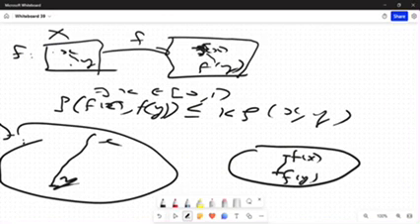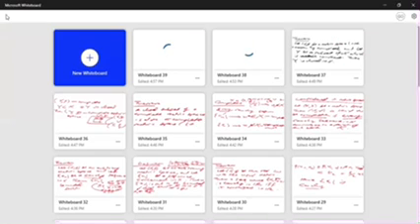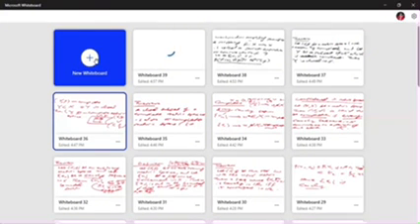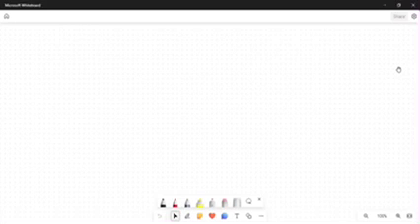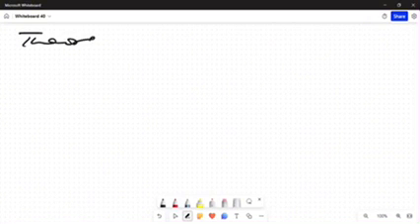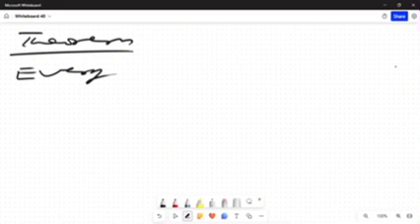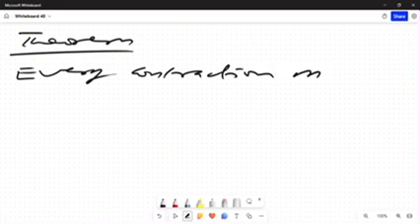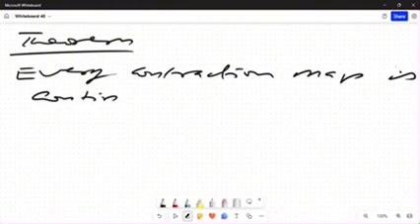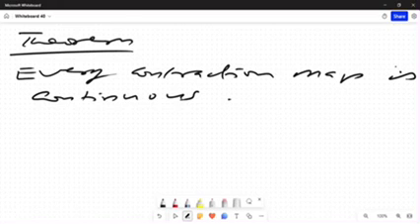Now of course there are results involving the contraction map. One such result, a theorem, is that every contraction map is continuous. In fact, every Lipschitz map is continuous in general. So every contraction map is continuous. You can always prove that. I'm sure you remember the definition of continuity in metric spaces.